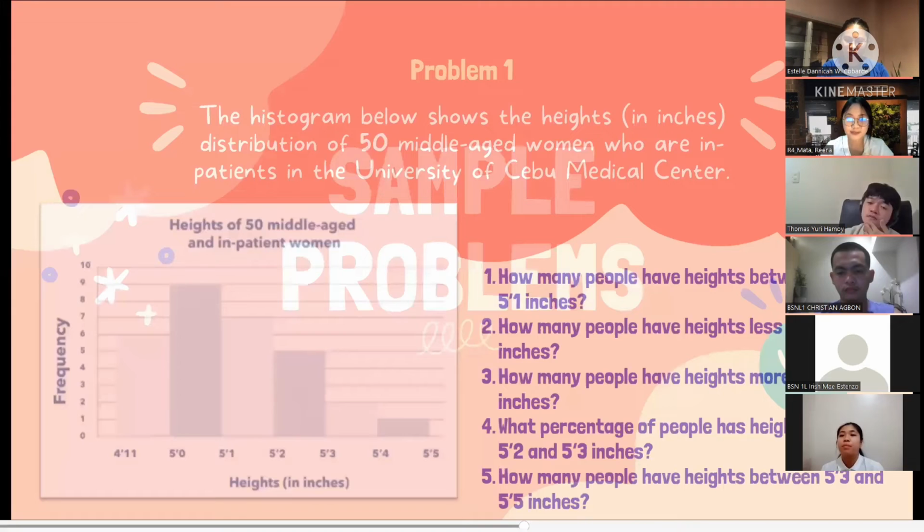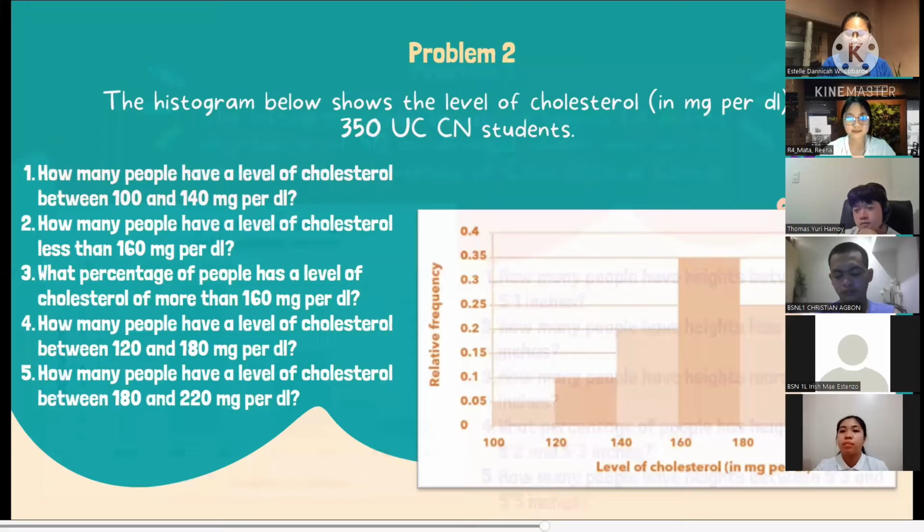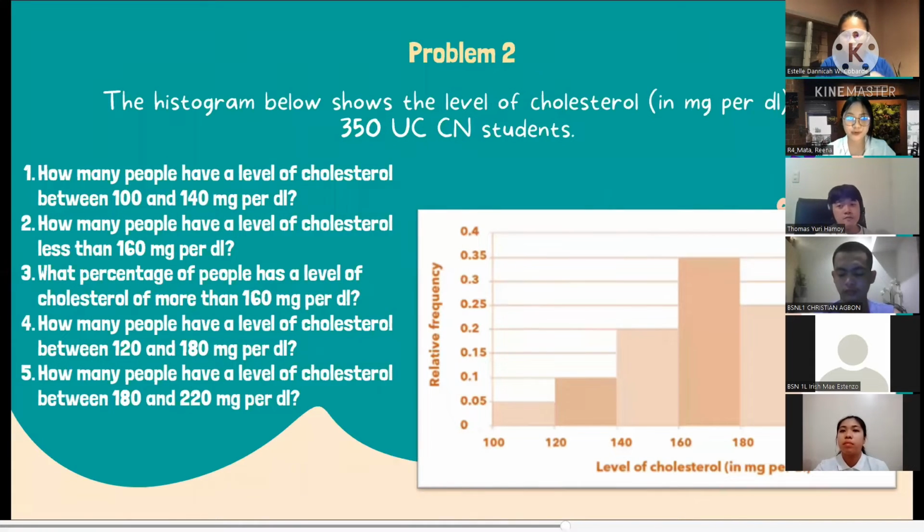Next slide, please. For the first problem, the histogram below shows the height distribution, in inches, of 50 middle-aged women who are inpatients in the University of Cebu Medical Center. For problem number 2, the histogram below shows the level of cholesterol of 350 UC College of Nursing students.